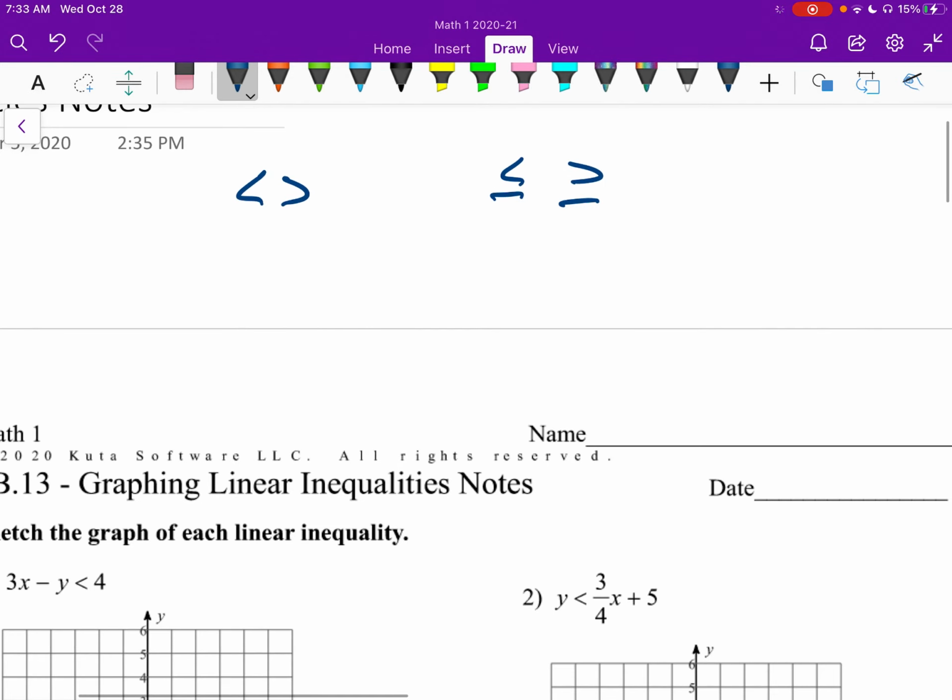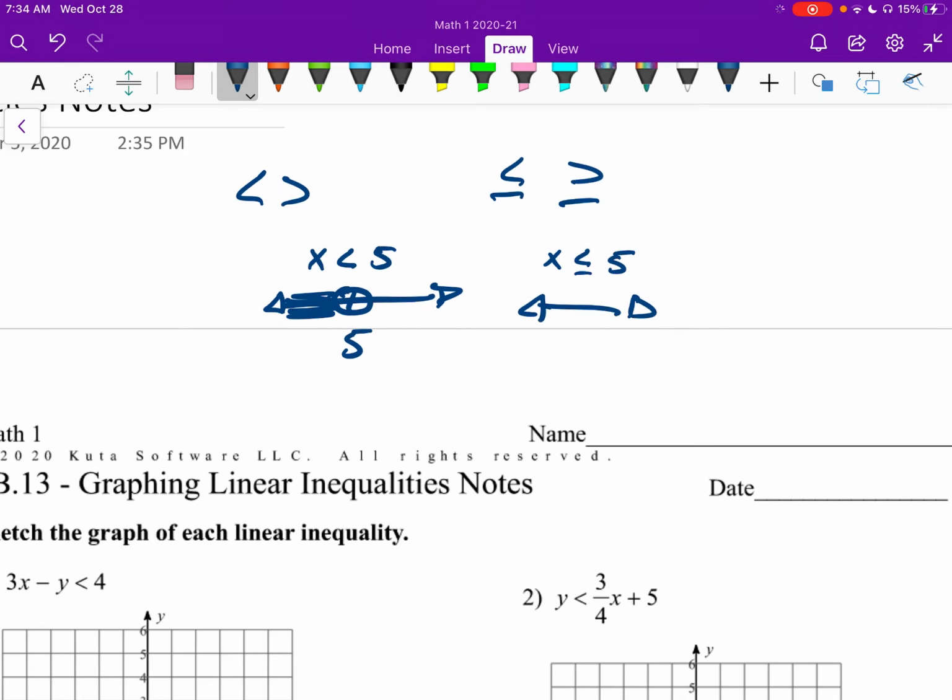Remember that previously we've been given problems like x is less than 5 or x is less than or equal to 5, and we would look at a number line, we'd find our 5. For the one on the left, just plain old less than, we'd have an open circle, then we'd shade, and the one on the right, we'd have a closed circle, and we would shade.